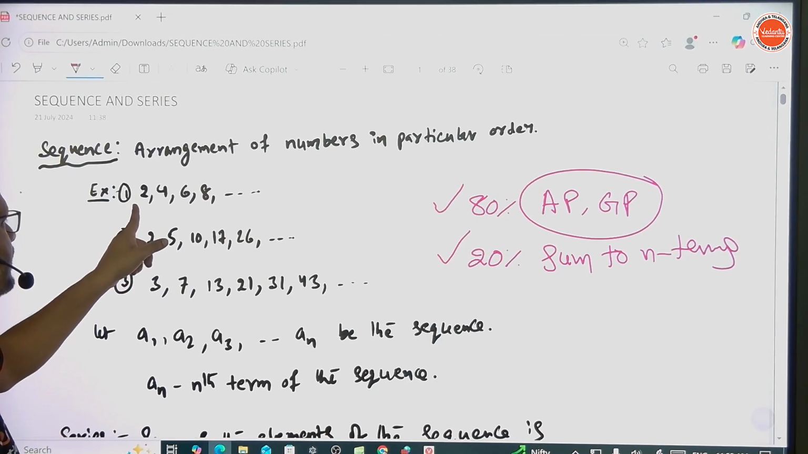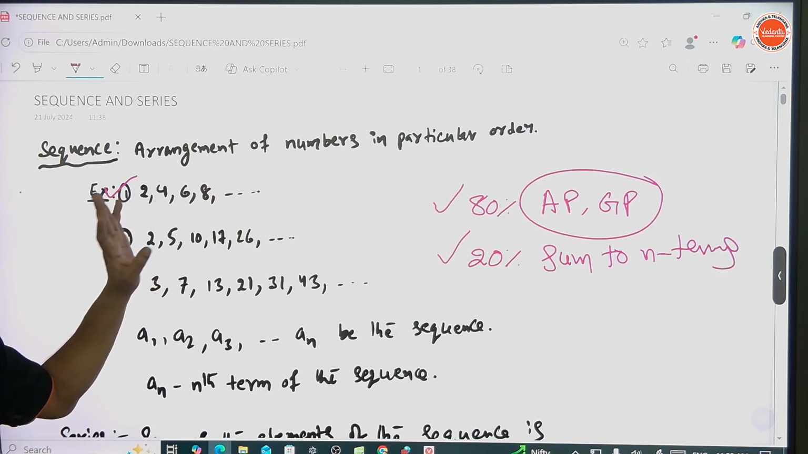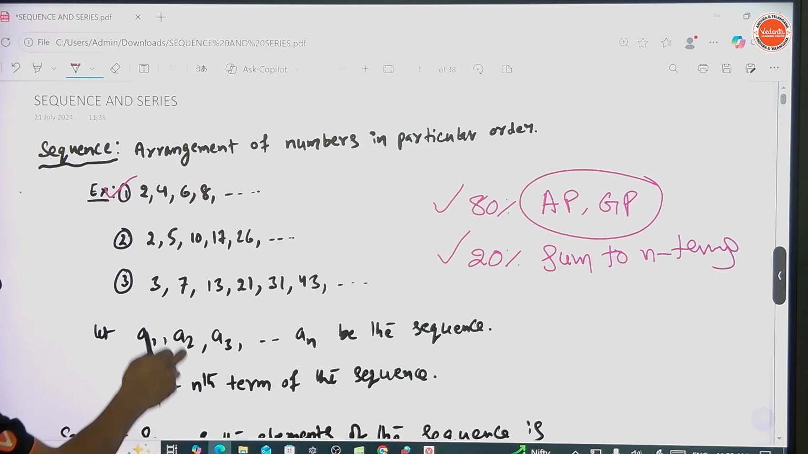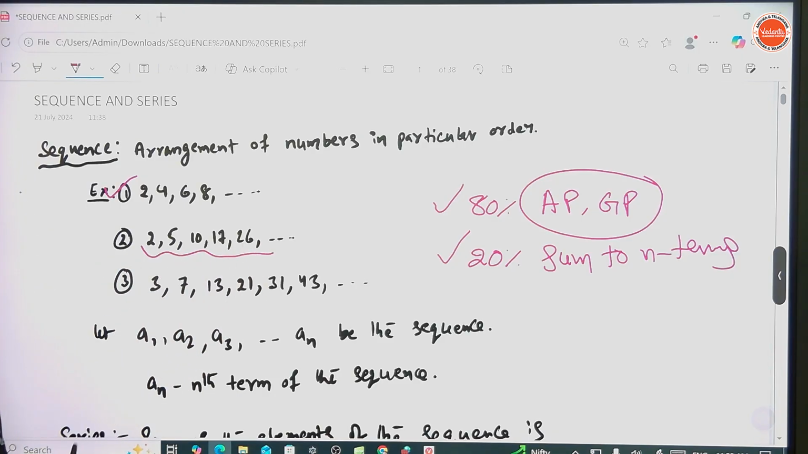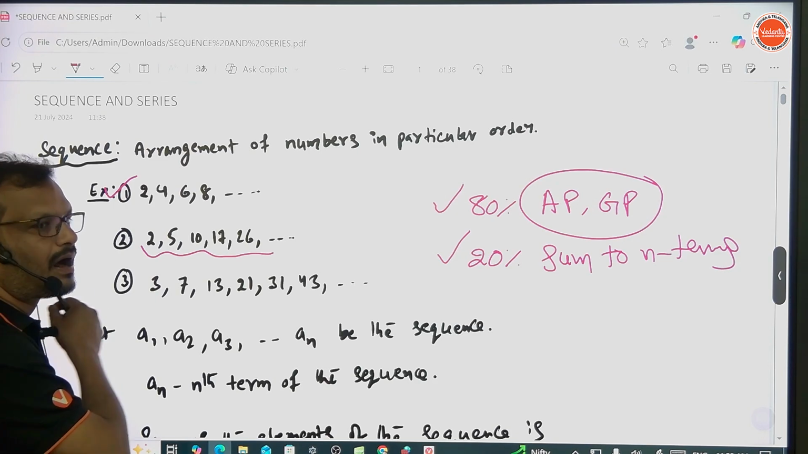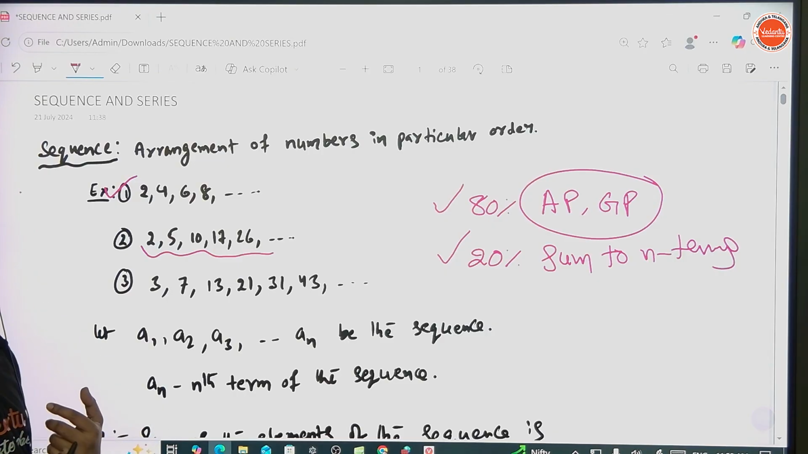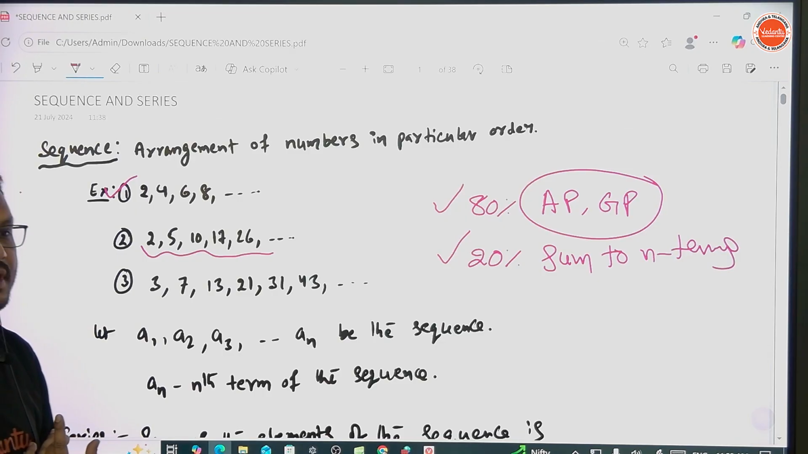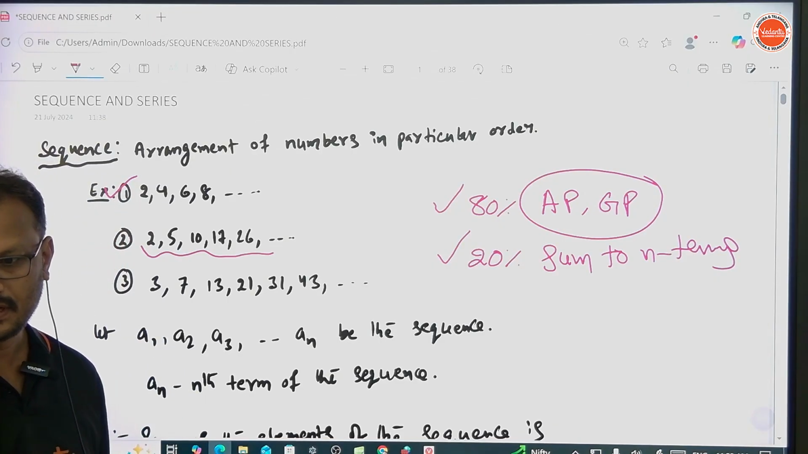Like these are the numbers. For example, if you take 2, 4, 6, 8, it was in some particular order, like multiples of 2. And what about this? There is no order for them. But even in mathematics, if you are writing some numbers in order, that is a sequence. So what is special in this chapter? There are some sequences which are in particular order, which are called progressions. That is called arithmetic progression, geometric progression, and harmonic progression.